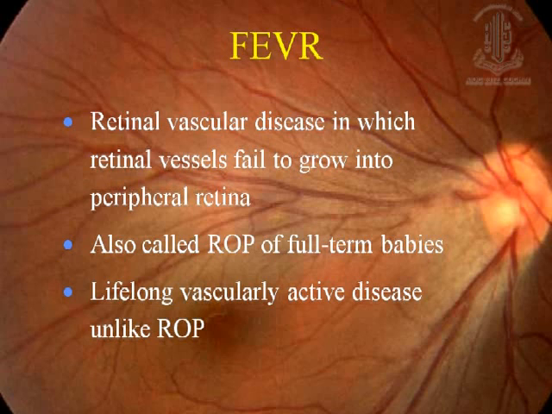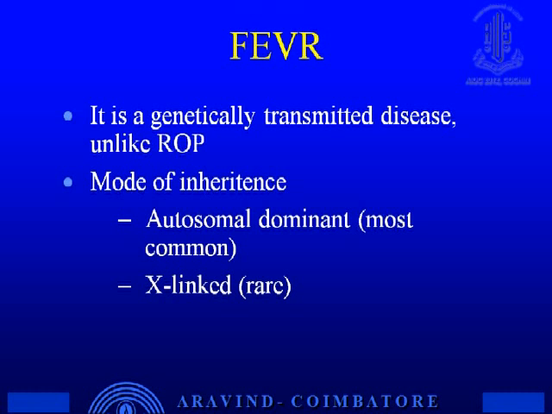Coming to familial exudative vitreoretinopathy, it's a retinal vascular disease in which the retinal vessels fail to grow into the peripheral retina. It was also called ROP of full-term babies, but here it's a lifelong vascularly active disease unlike ROP. It's a genetically transmitted disease unlike ROP, and the mode of inheritance, the most common is the autosomal dominant, and it rarely can be X-linked.